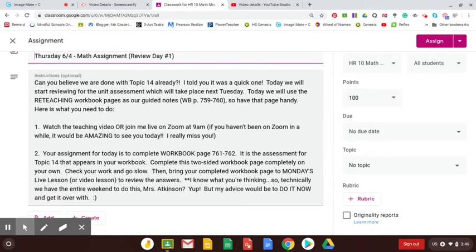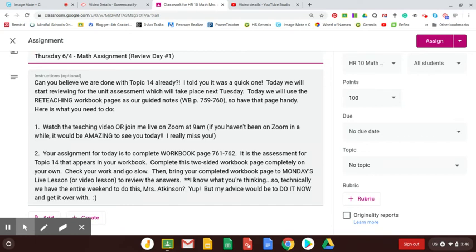So here's what we're going to do. After you're done watching this video, you are going to complete workbook pages 761 to 762. It's like that red assessment page for topic 14. It's kind of like a practice test. You're going to complete this two-sided workbook page completely on your own, right? Check your work, go slow, pretend like it's the real test. Then you're going to bring your completed workbook page to Monday's live lesson or video lesson, and we're going to go over the answers.